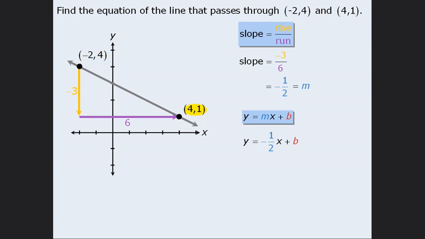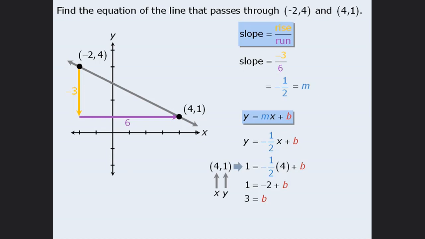So let's take one of our points, say this one, and copy it over here. Since this point is on the line, we know that x equals 4 and y equals 1 is a solution to our equation. So let's take our equation and replace x with 4 and y with 1 to get the following. We now have an equation we can solve for b. When we solve this equation, we see that b equals 3.